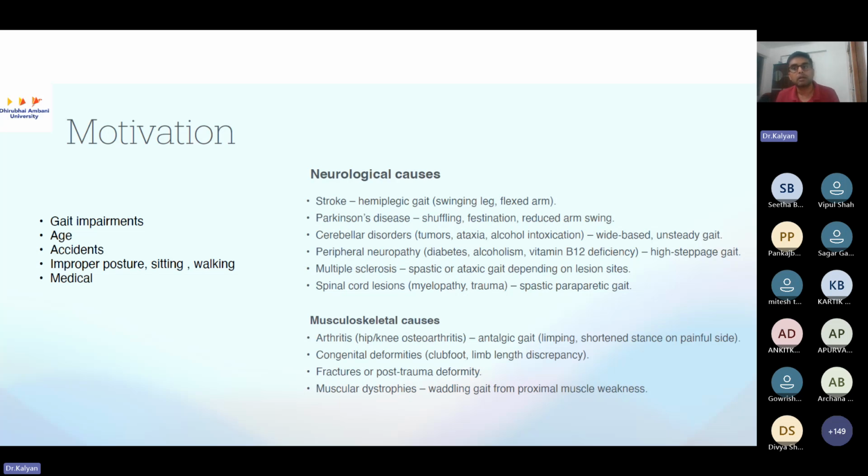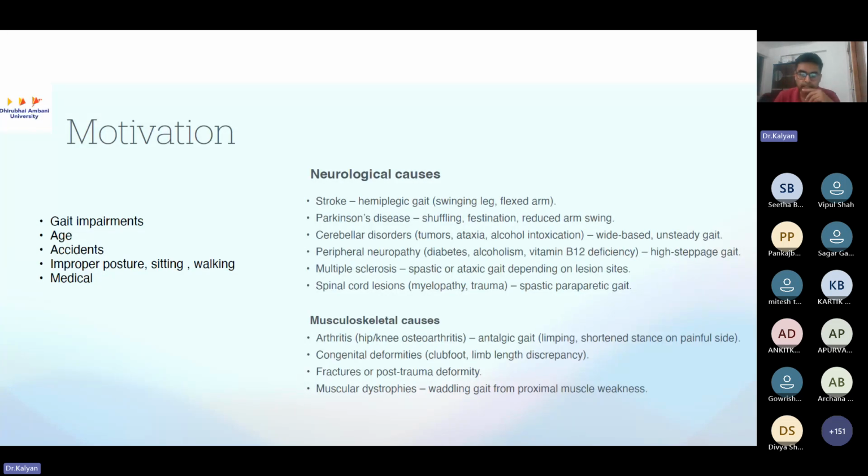So what are those medical or biological reasons? Sorry, from the body. Neurological causes are one. There are a huge number of neurology-based reasons which affect gait. One is stroke. They call it hemiplegic gait. The symptoms are a swinging leg and a flexed arm. I can share some videos later. Then Parkinson's disease. We know that disease has something to do with the brain, right? But the symptoms are that you don't walk properly, with reduced arm swing. And Alzheimer's.